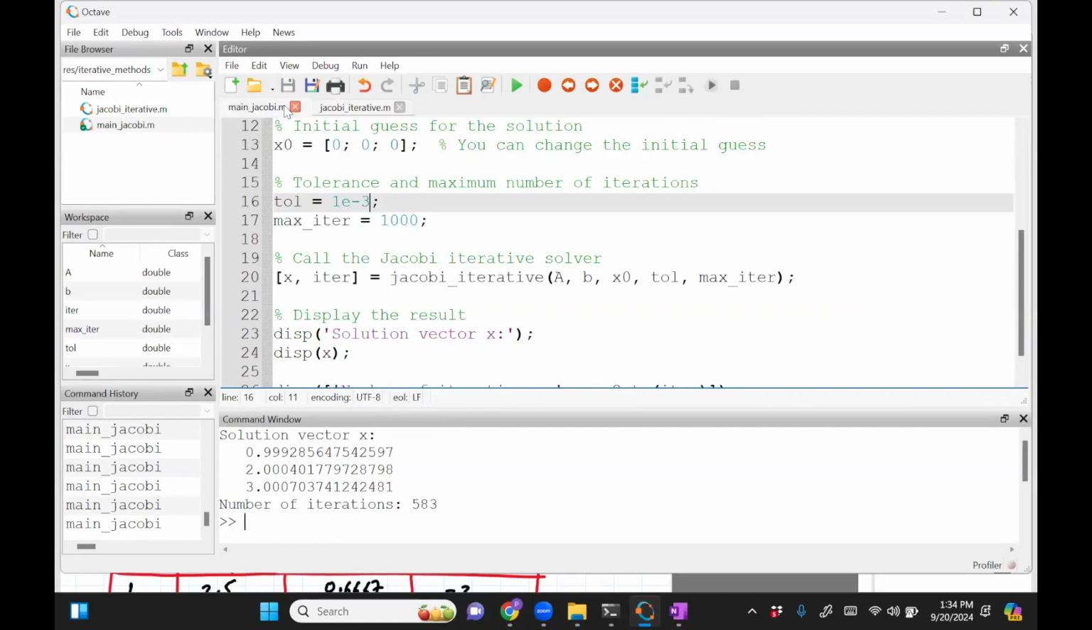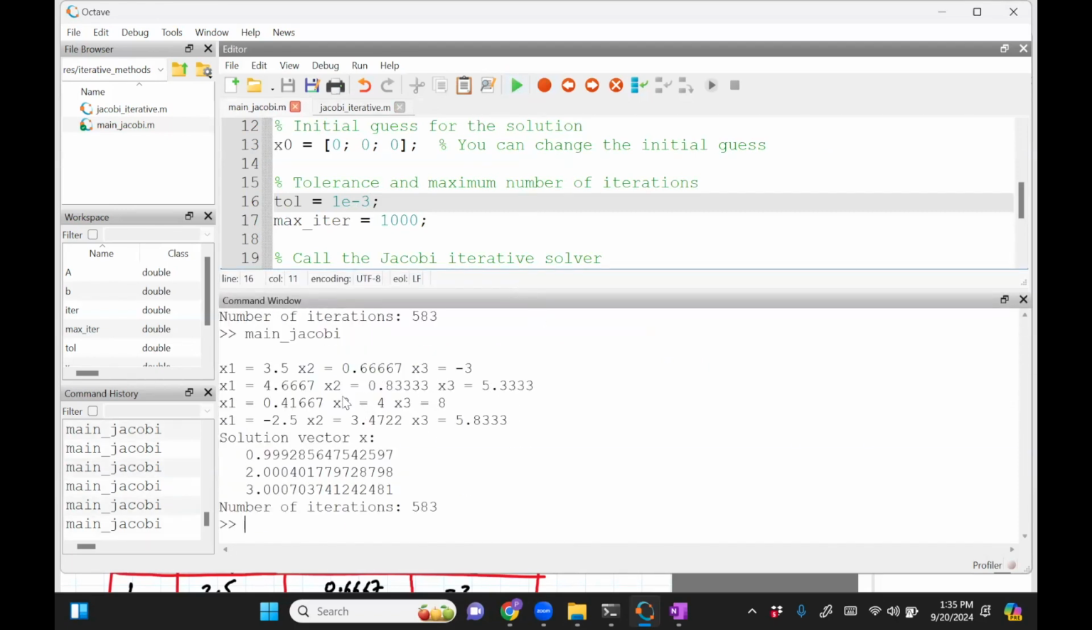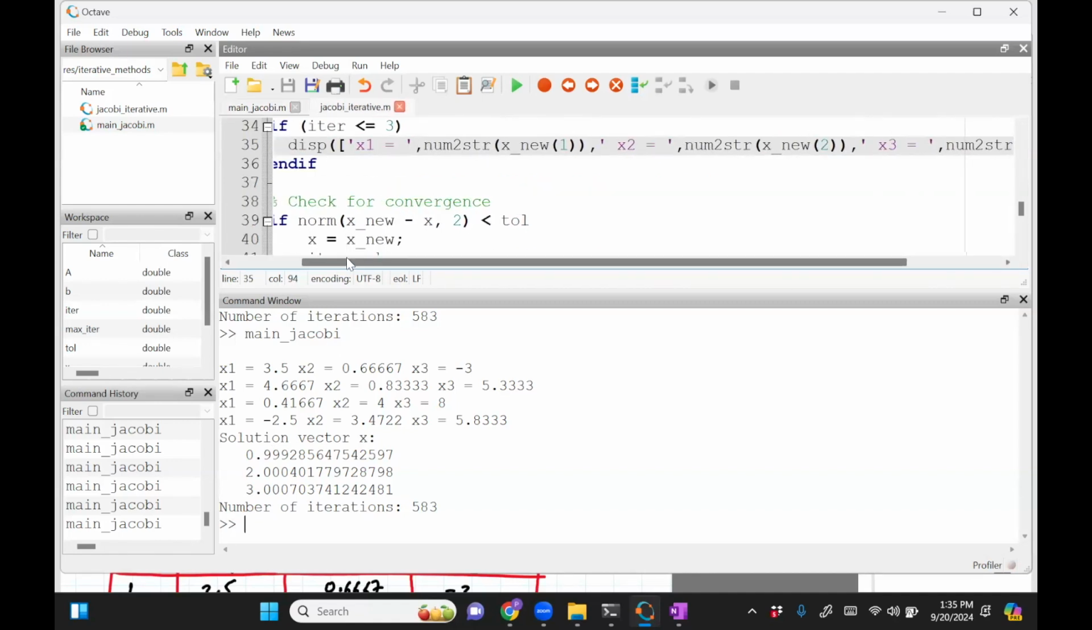Let's go here. Okay, I need to run this again. So here it is, 3.5.667 minus 3, exactly what we got by hand calculation. 4.667, 0.8335, 0.33. I'm checking it. Yeah, it looks right. And then 0.4167, x2 equals 4, x3 equals 8. It actually printed, oh my God, it printed 4 iterations. So I should change this, because the iteration was not updated. That's why that happened. So let's go back to this code.